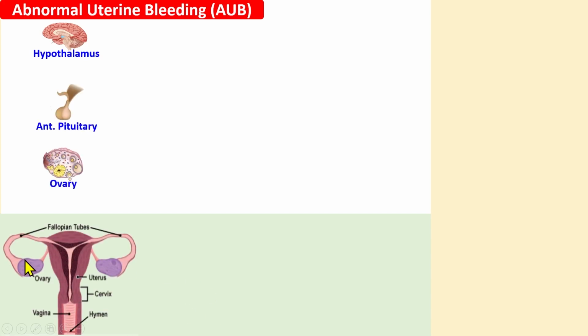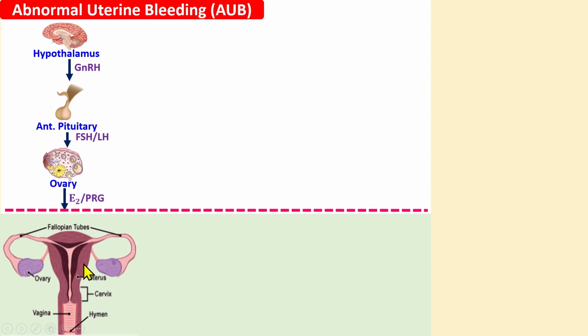Okay, so our main target is to understand their etiologies and the management. For better understanding, just review your HPO axis, meaning hypothalamus, pituitary, ovary axis, and here is the endometrium. What is happening? The hypothalamus releases GnRH, which acts on the anterior pituitary, which releases FSH and LH, which act on the ovary, and the ovary releases estrogen and progesterone. This estrogen and progesterone act on the endometrium, so there are different changes in the endometrium.